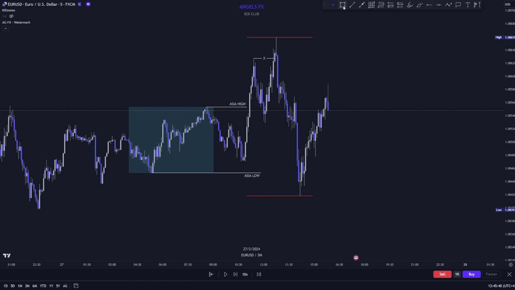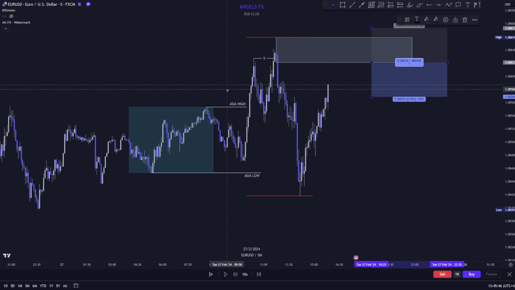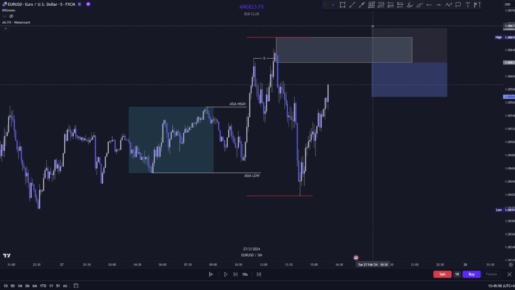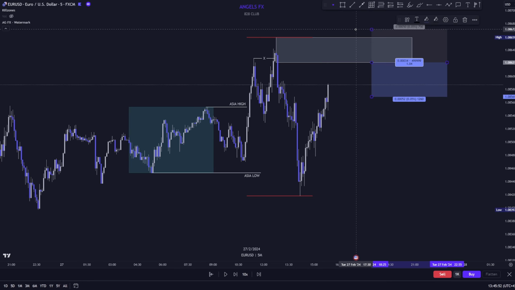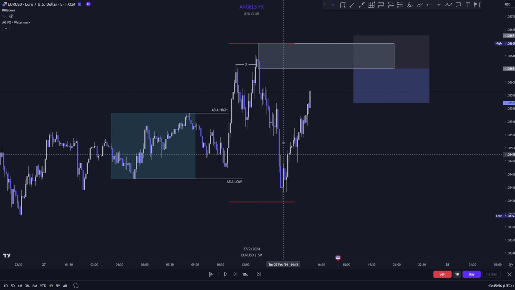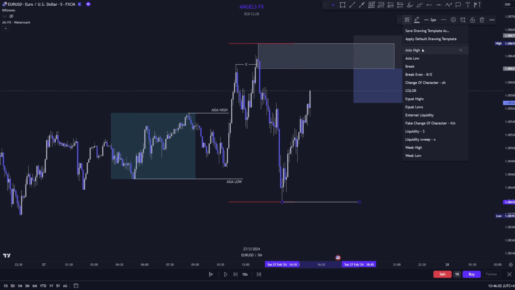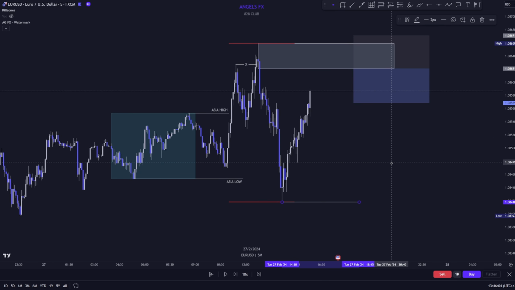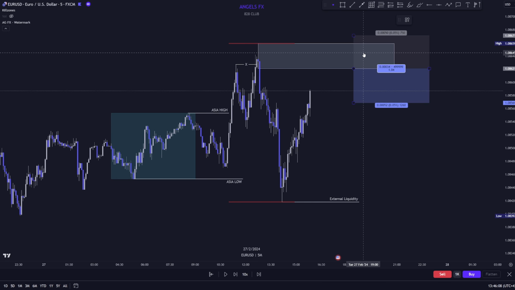Price also generated and created this beautiful supply. Okay, and you can now enter from here. Why? Because Asia high is swept and Asia low is swept, and price also generated liquidity. Okay, now you can enter, and these red lines show us the London session. Once the London session has given us some reaction and left this external liquidity, now the New York session will be opened and you can enter.